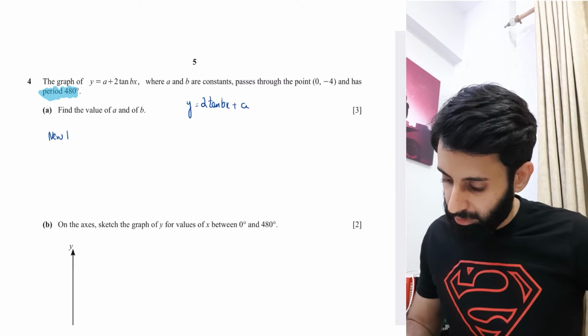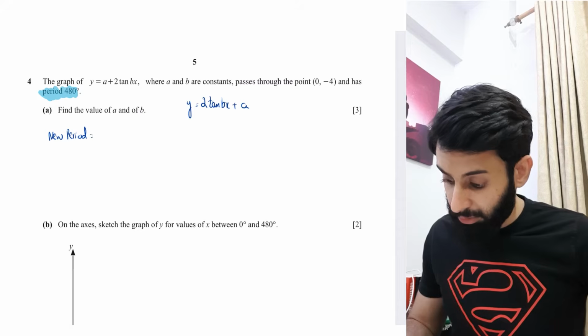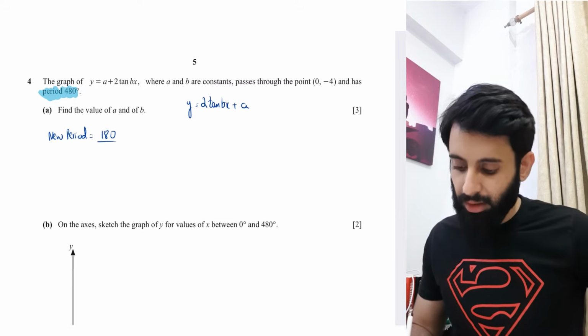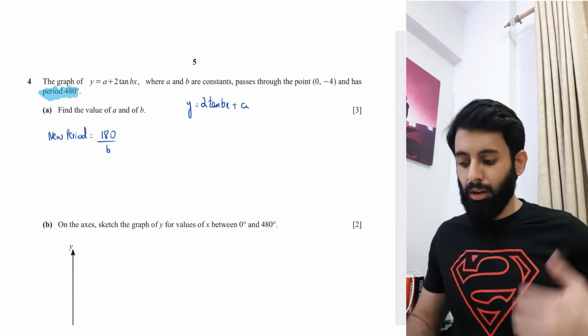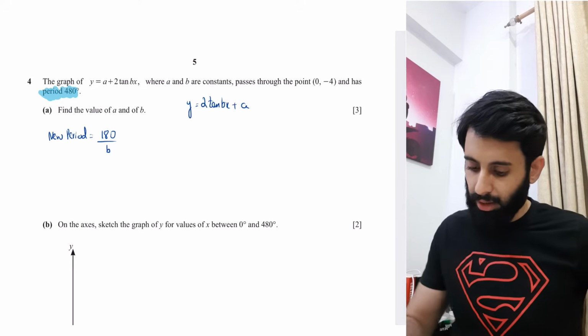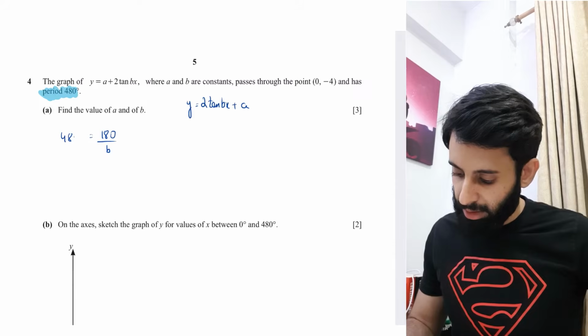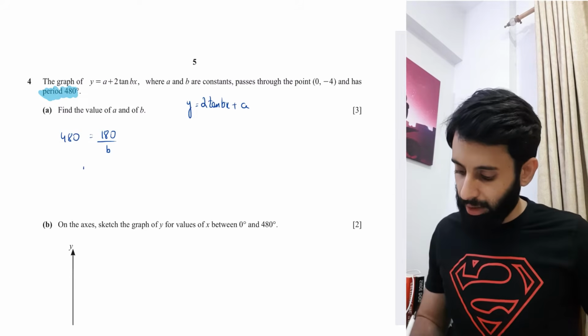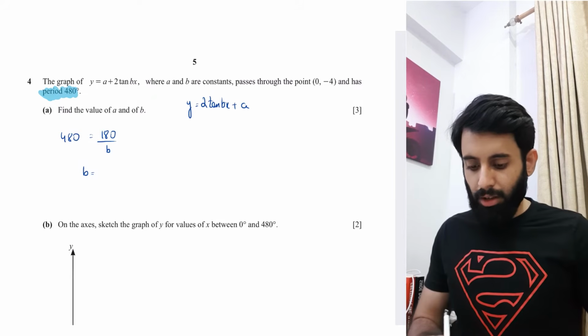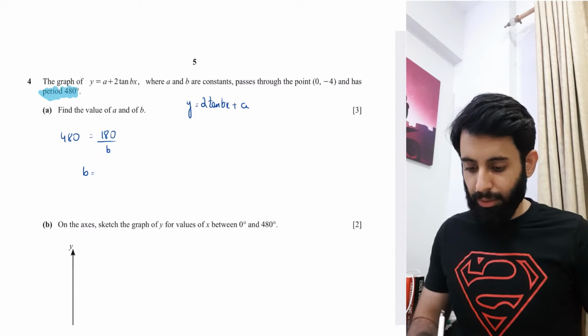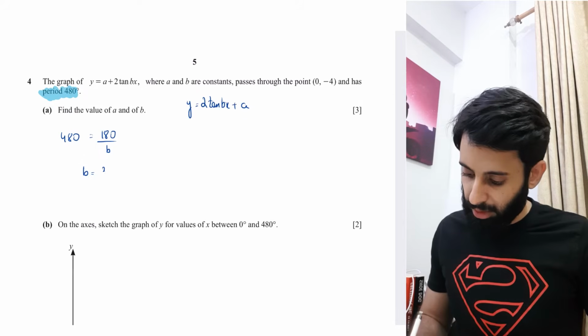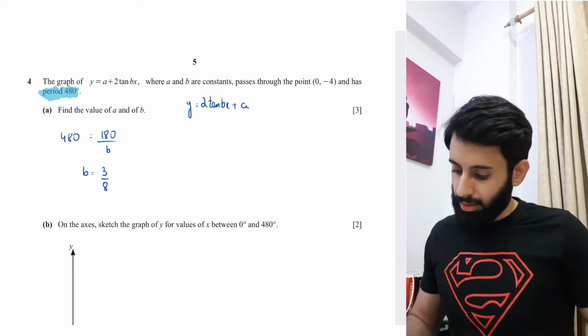New period, as we all know, as far as tan is concerned, is 180 divided by the coefficient of the angle, which in this case is b. Now, the new period is equal to 480 degrees. So I'm going to replace the new period by 480. That means as far as b is concerned, all I've got to do is 180 divided by 480, and I'm looking at 3 upon 8. So the value of b is equal to 3 upon 8.